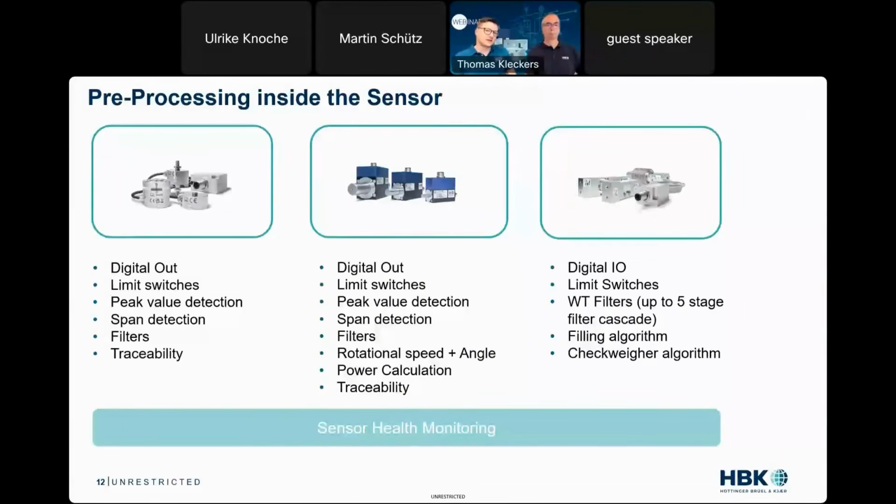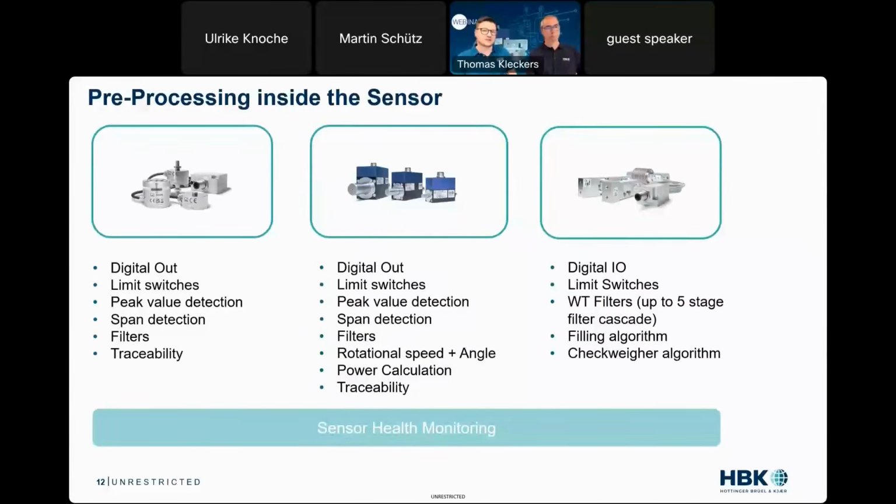What you can see is we have digital outputs for all of our sensors from the force, torque, and load domain. We have limit switches integrated. We have peak value detection, but we also have domain-specific algorithms. So for example, for the torque, you have a power calculation. You get additional measurements like the rotational speed and the angle. For load cells, for example, you have weighing technology filters, which are specified or adapted to weighing technology applications.